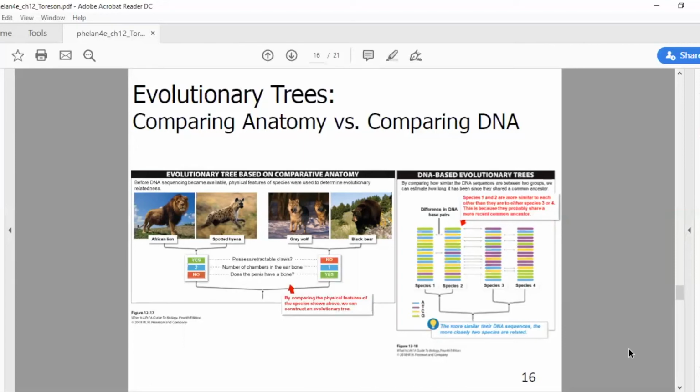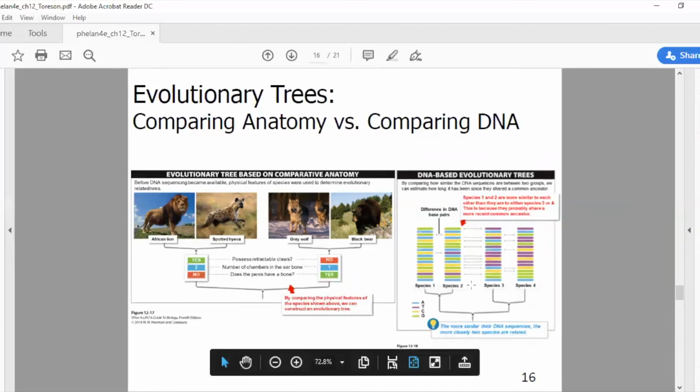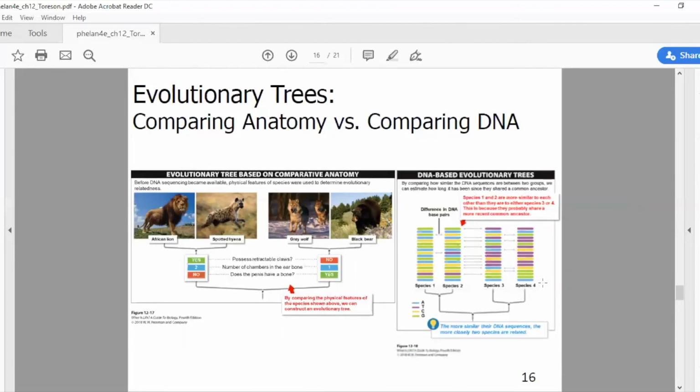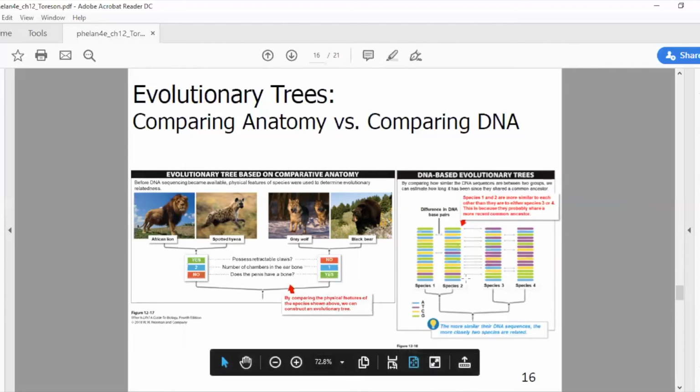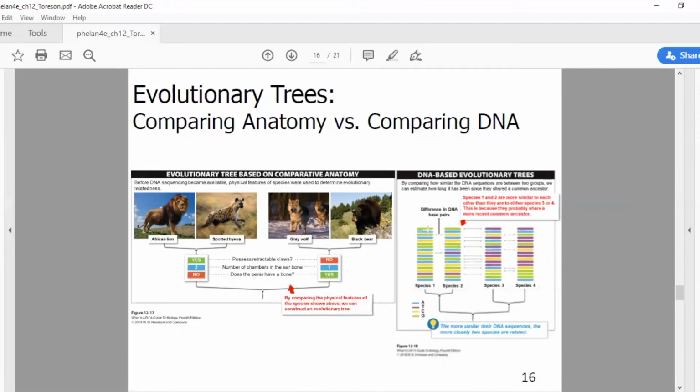The advent of various DNA technologies has enabled us to utilize DNA to determine the relatedness of various species. So here you can see there are 4 different species, and they are comparing the DNA of these 4 different species. Species 1 and 2 are more similar to one another and therefore suggest that species 1 and 2 are more closely related than they are to species 3 and 4.